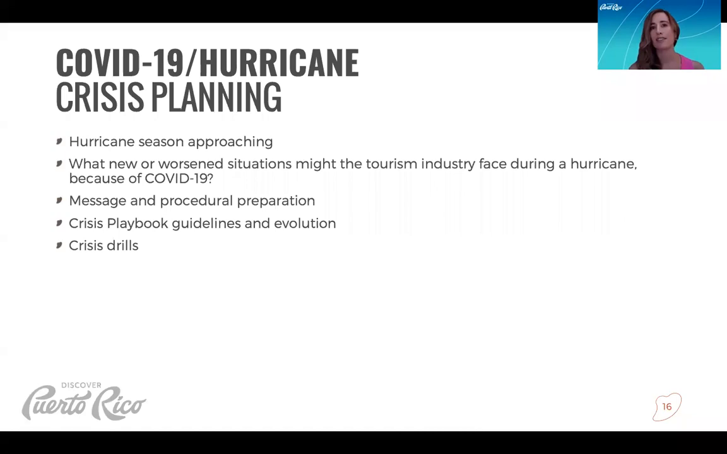We're working with Ketchum, our public relations agency of record, to message around how the current implications from COVID-19 will impact the island should we enter an active hurricane scenario. This includes updating our crisis playbook and activating crisis drills that account for these new realities. As Brad mentioned, no single decision is being made in a vacuum.